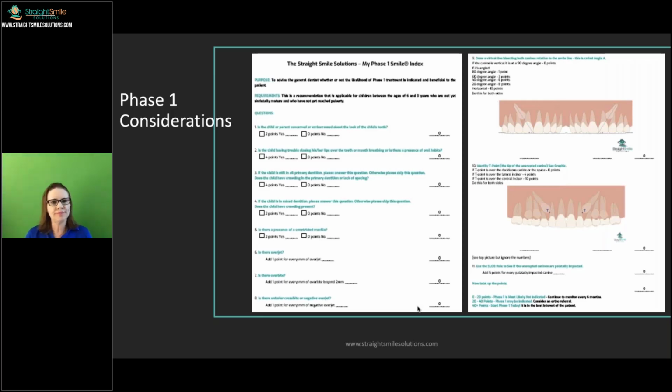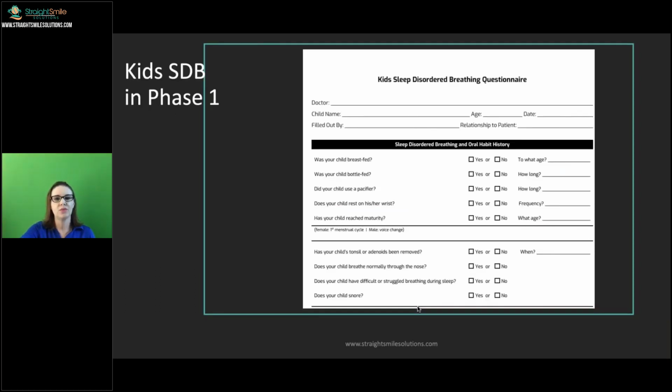This is a great screening form just to make sure that you understand the why behind phase 1. You're checking all the different little boxes to know if this is a potential phase 1 patient. This is developed based on my experience with patients. It's also really important to have some type of sleep or breathing questionnaire. There's adult ones, there's kids ones, there's a bunch on the internet that you can repurpose for ideas. Ask questions about feeding, pacifier, oral habits, skeletal maturity, if they've ever had their tonsils out, and if they breathe through their nose.